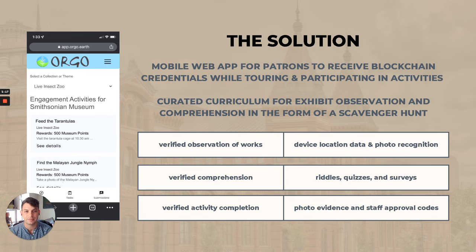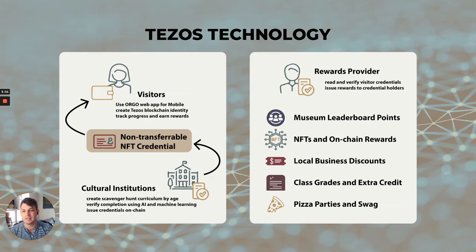photo evidence of it. So what this front end scavenger hunt experience does on the back end is use Tezos NFT technology to issue non-transferable NFT credentials to the user's wallet. So the visitors that come to the cultural institution would use the ORGO web app. They would create a Tezos blockchain identity, and they would track their progress and earn rewards while they're completing these tasks to verify their observation, comprehension, and activities.